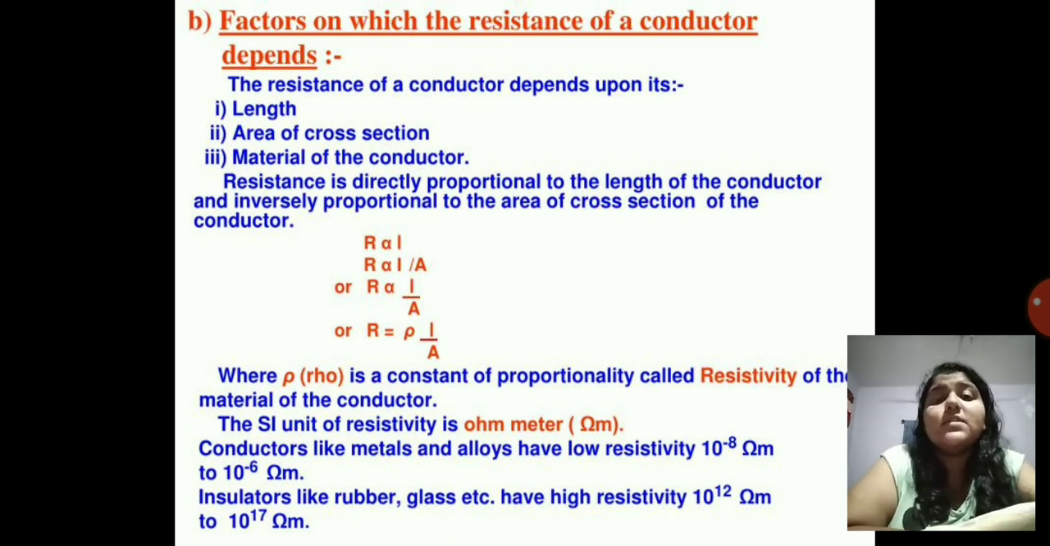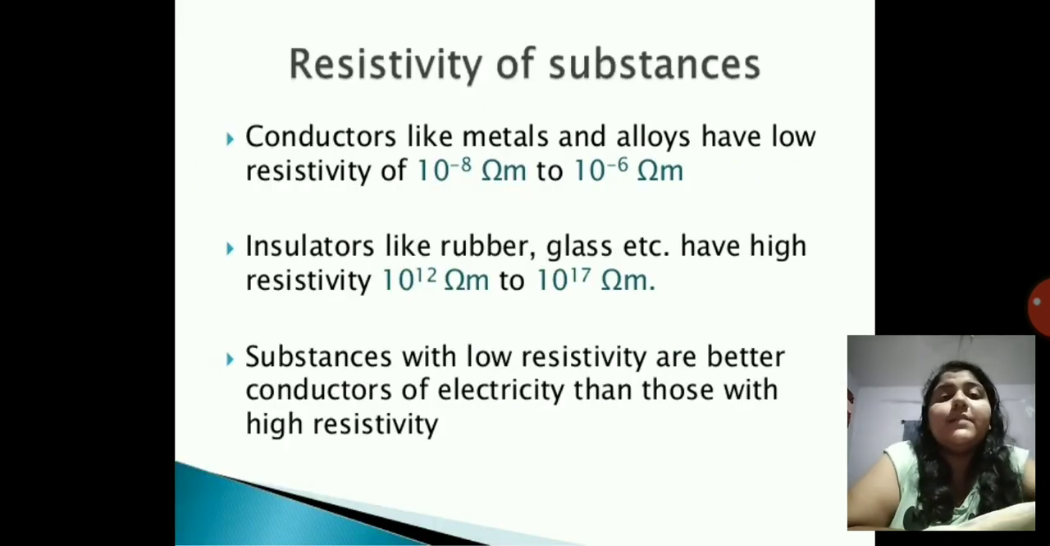So the resistance is the watchman, a guardman or a soldier of that electricity. Regarding the resistivity of substances, as we have just seen, conductors have low resistivity and insulators have high resistivity. Substances with low resistivity are better conductors of electricity than those with high resistivity.